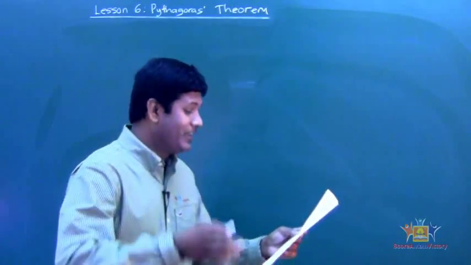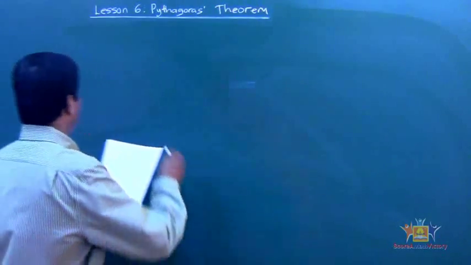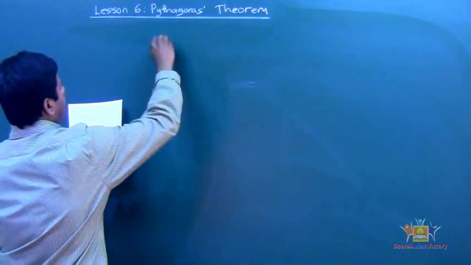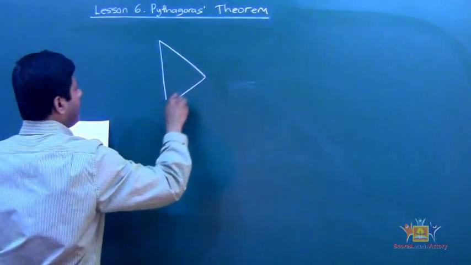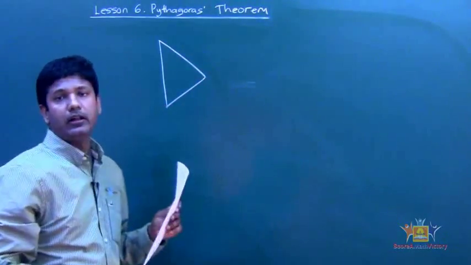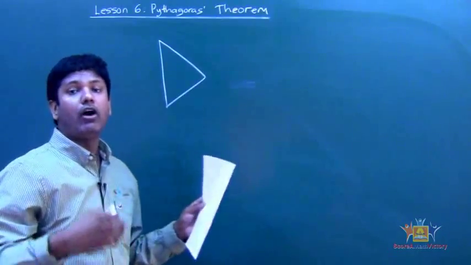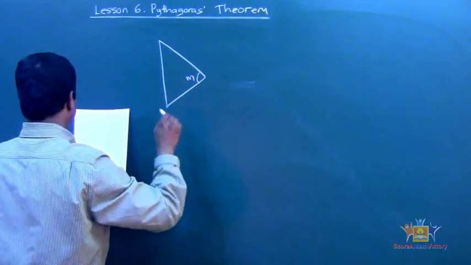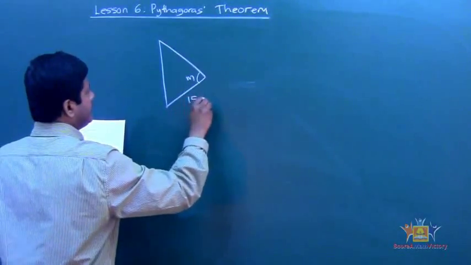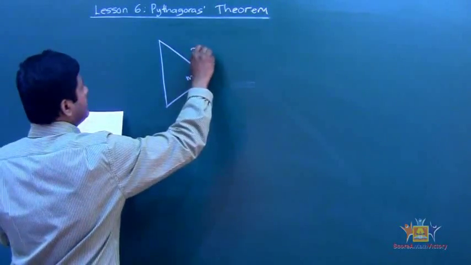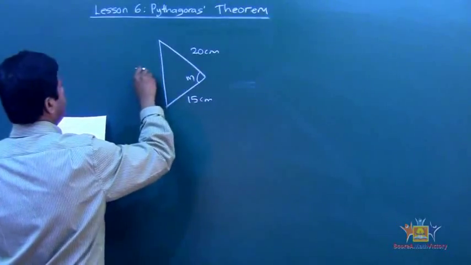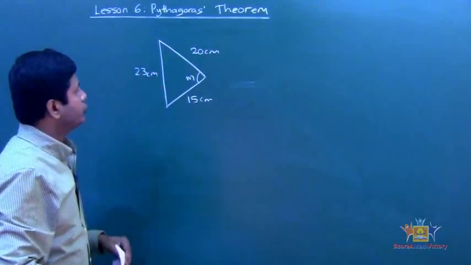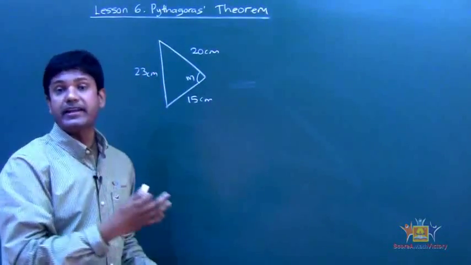Alright, my dear student, let's do C now. The C also is given a triangle. We want to determine whether that triangle is a right angle triangle, acute angle, or obtuse. So this is the reference angle that we're looking for, M, and you're given 15 centimeters, 20 centimeters, and 23 centimeters. Okay, so we're going to pretend as though this is a right angle triangle.